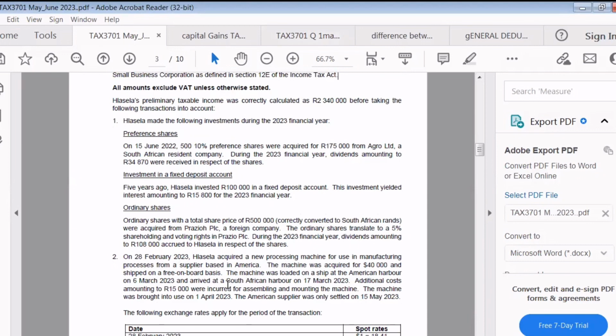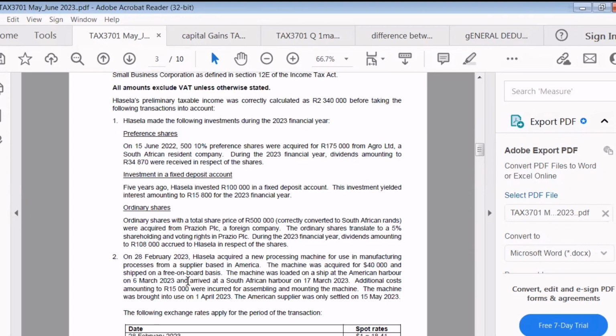Forex acquisition. Okay. So it's saying on 28 Feb 2023, Hlasela acquired a new processing machine for use in the manufacturing process from a supplier based in America. The machine was acquired for $40,000 US and shipped on a free on board basis. The machine was loaded on the ship at the American harbor on 6 March 2023 and arrived at a South African harbor on 17 March.